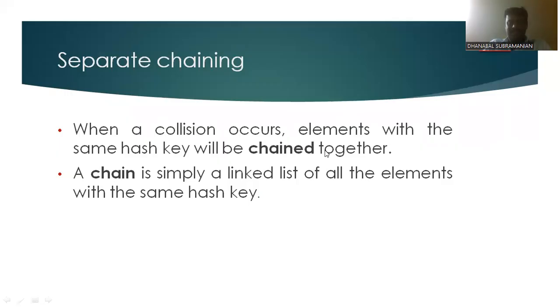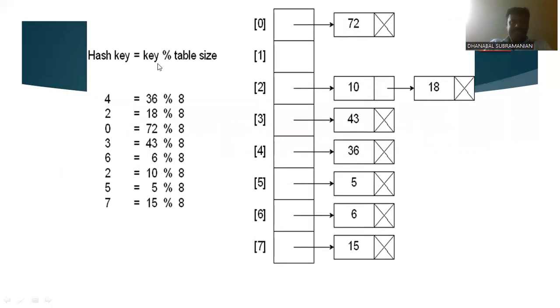The first element has a link to the second element, one by one. You can store the data up to the end. A chain is simply a linked list of all elements with the same hash key. Take a simple example. The hash key is generated as key modulus table size. The data are 36, 18, 72, 43, 6, 10, 5, and 15.